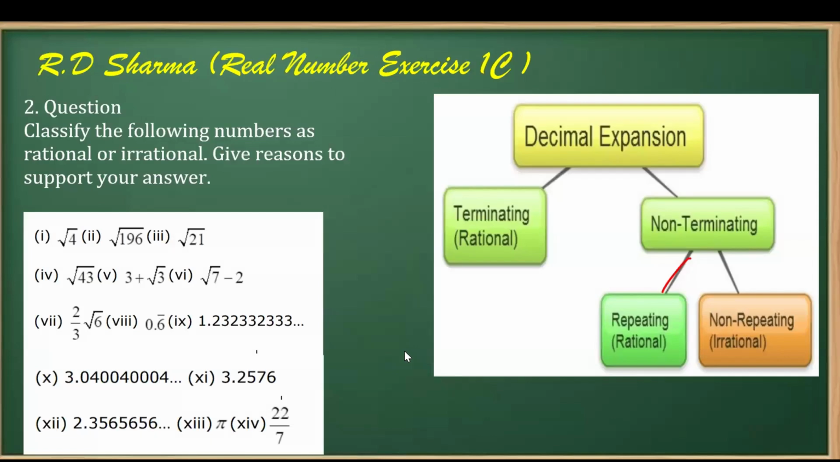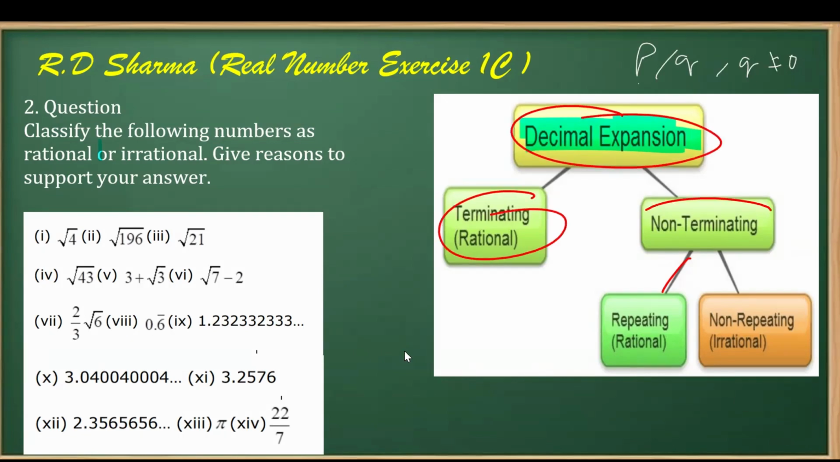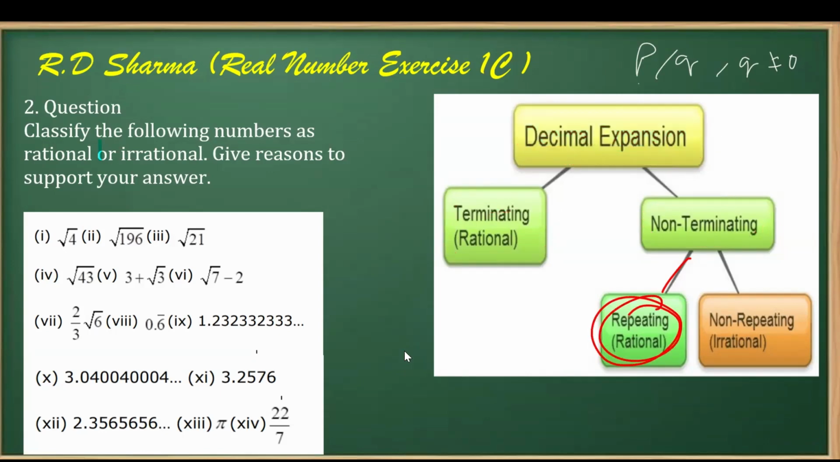Now coming to the next question, this is question number 2. It says classify the following numbers as rational or irrational. We also have to give reasons to support the answer. Now, rational numbers are any numbers which can be written in the form of P by Q, where Q is not equal to 0. Another way we can say is that those numbers whose decimal expansion is terminating are rational, and non-terminating but repeating is still rational. We'll be using these two ideas to determine which of them is rational.